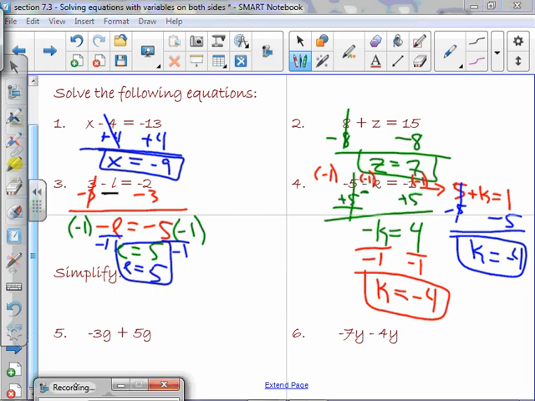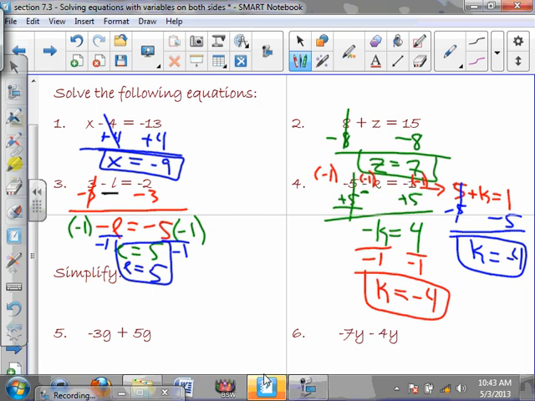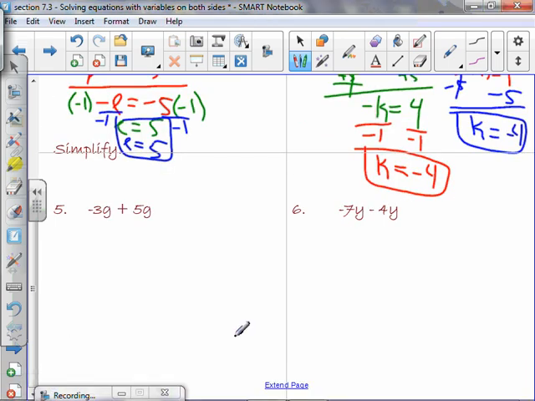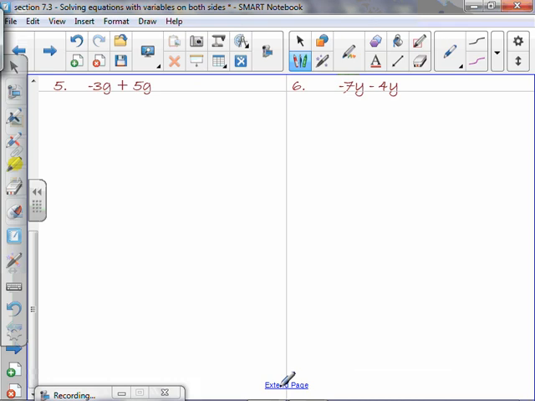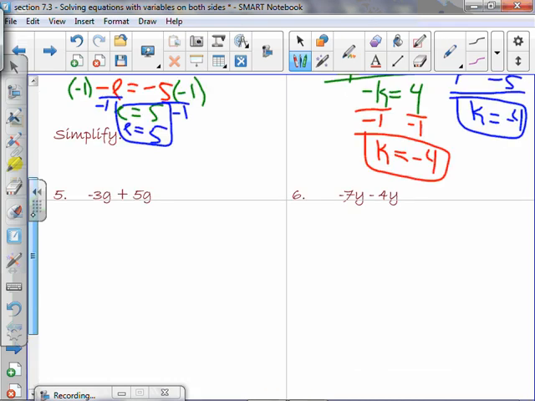Okay? Let's go on to number 5. This is just telling me to simplify here. So negative 3g plus 5g, just a quick reminder, that gives me 2g. And negative 7y minus negative 4. Negative 7 minus 4 is going to give me negative 11y.